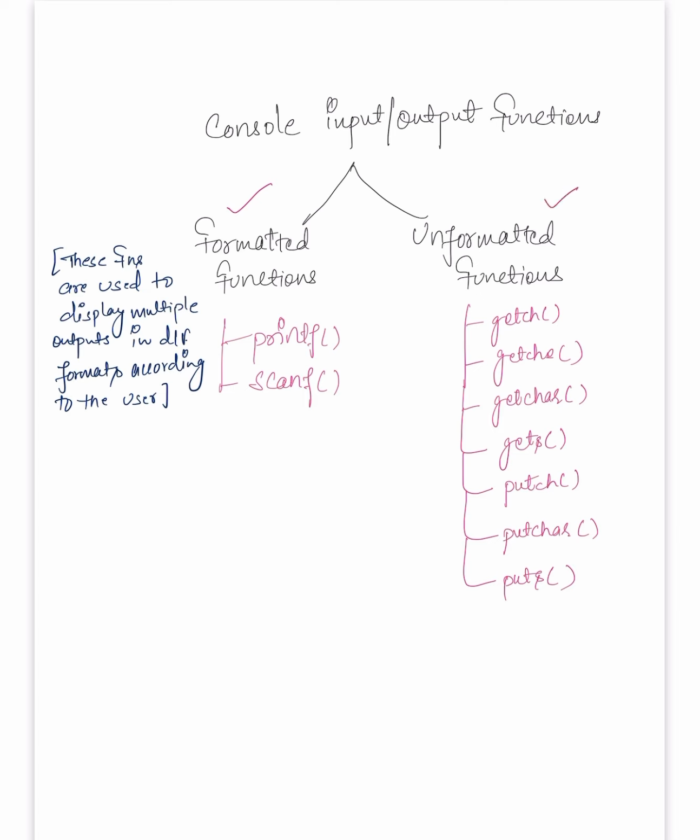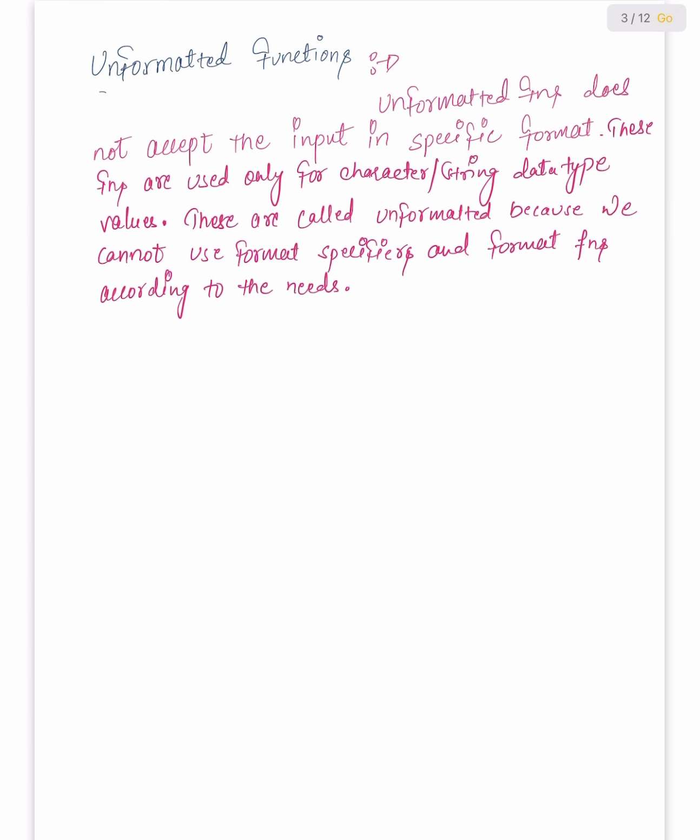Under the formatted functions we have printf and scanf, and for the unformatted functions we have getchar, getche, getch, gets, putchar, puts. These are all unformatted functions. Formatted functions are those that are used to display multiple outputs in different formats according to the user. In case of unformatted functions, the function does not accept input in a specific format.